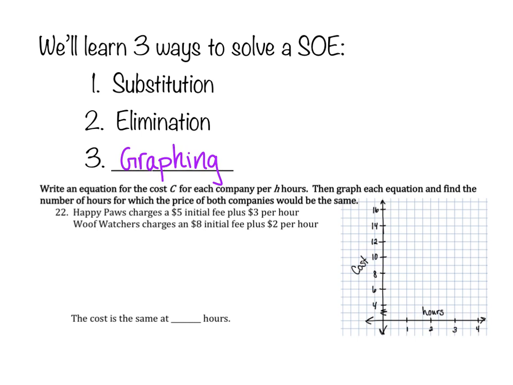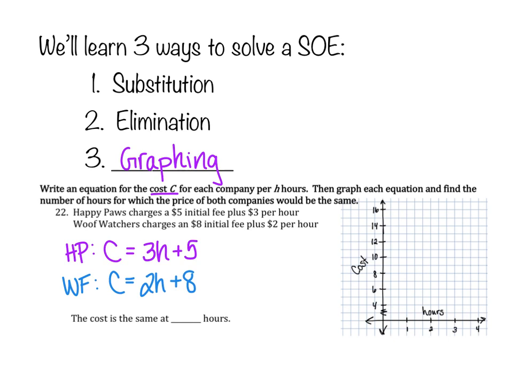Well, what we had to do is set up an equation, C for cost. For Happy Paws, the cost was equal to $3 per hour plus a $5 initial fee. And for Wolf Watchers, the cost was equal to $2 per hour plus an $8 initial fee. And what we actually did is we graphed each of these.